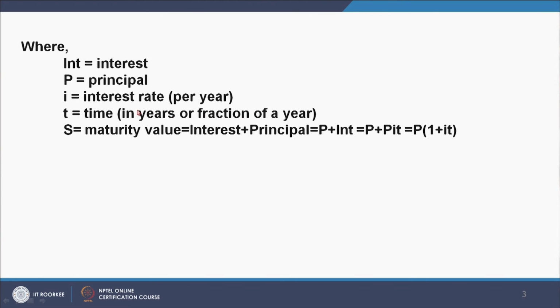where INT is the interest, P is the principal, I is the interest rate per year and T is the time in years or fraction of a year. S is the maturity value, which is equal to interest plus principal. So, we can write down here P plus INT and P plus PIT. So, you can take P common and write in the brackets 1 plus IT. Now, there are two equations we have seen: interest equal to PIT, which we call equation 1, and S is equal to P into 1 plus IT in brackets, which we call equation number 2.